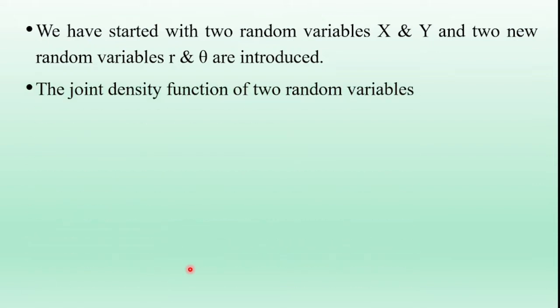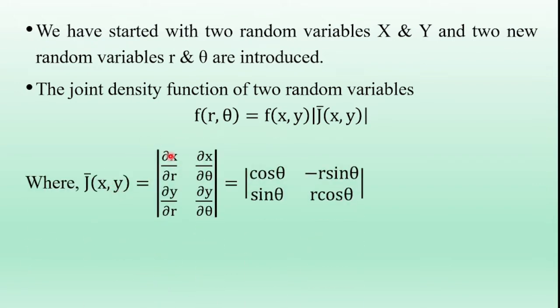So we know that the relation between the new random variables and old random variables joint probability density function is f of r comma theta is equal to f of x comma y into determinant of J bar of x comma y. F of r comma theta is the joint probability density function of new random variables. F of x comma y is the joint probability density function of old random variables x and y, where J bar of x comma y is dou x by dou r, dou x by dou theta, dou y by dou r, dou y by dou theta.